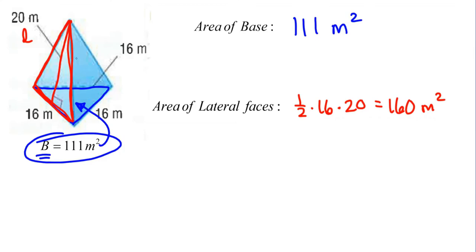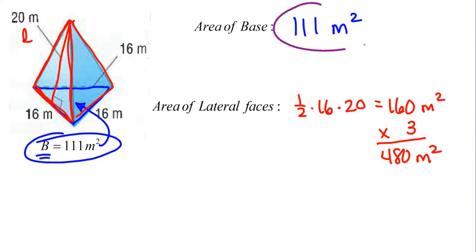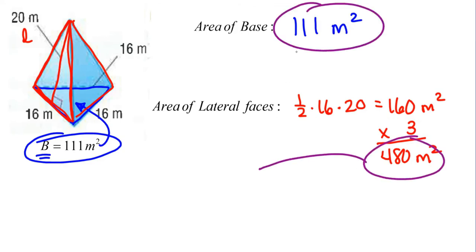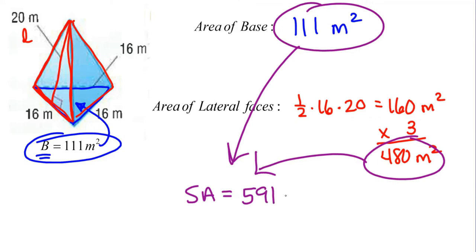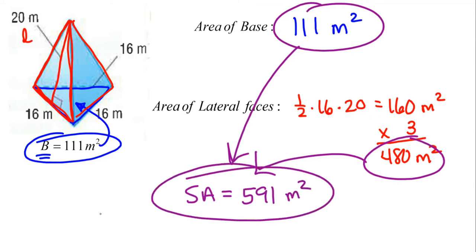And then to be careful here, this has a triangular base. So how many triangles do I have on the lateral faces? I only have 3. So I'm not going to multiply this by 4. I'm going to multiply it by 3, since there's only 3 triangles on the lateral faces. So 160 times 3 is 480 square meters. And again, I find the lateral face area plus the area of the base. Take these two measurements, add them together to give me my total surface area of 591 square meters. So there's my surface area of that pyramid there.